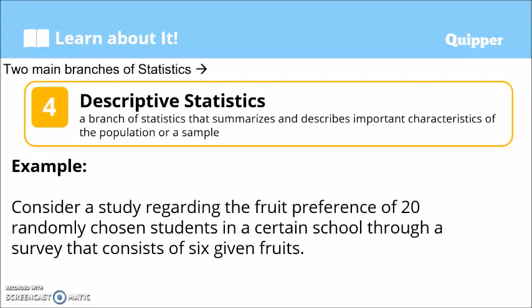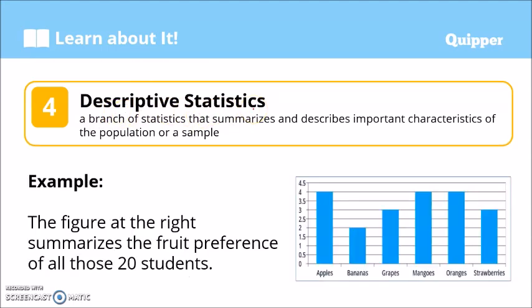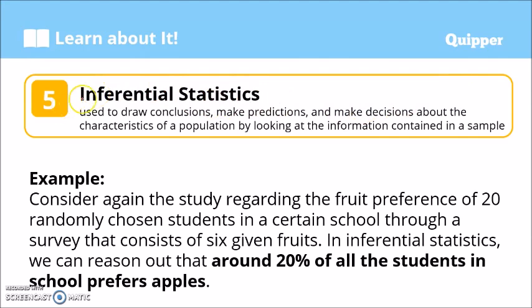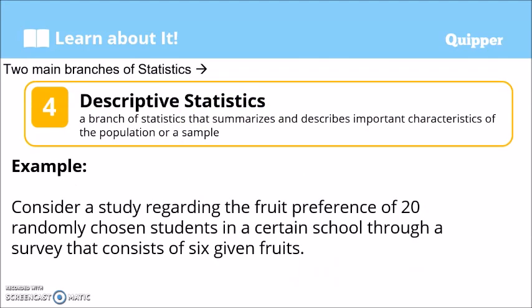Now, there are 2 main branches of statistics. Okay, 2 main branches of statistics. We have, unang-una, what we call descriptive statistics. And yung isa naman ay inferential statistics. So, ano ba yung kaibahan ng dalawa?